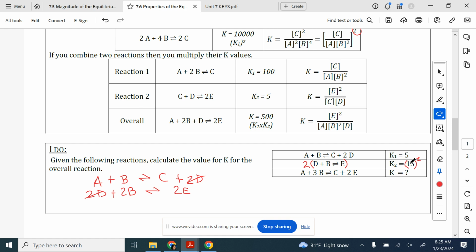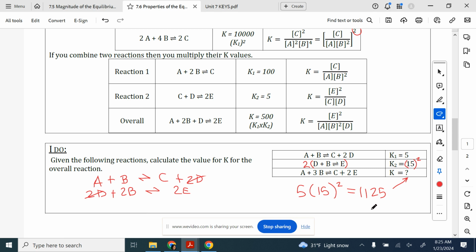All right. So now we need to take these and do what with them? Multiply them. Yep. So I'm going to take 5 times 15 squared, and that's going to give me my K value here. And when I do that, that's 1125. So once this thing reaches equilibrium, am I going to have more of this stuff or more of this stuff?